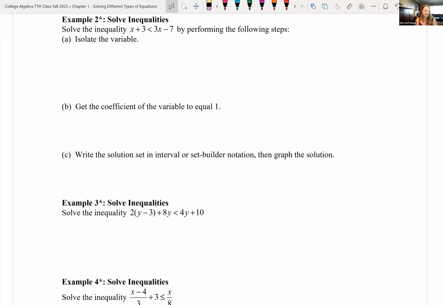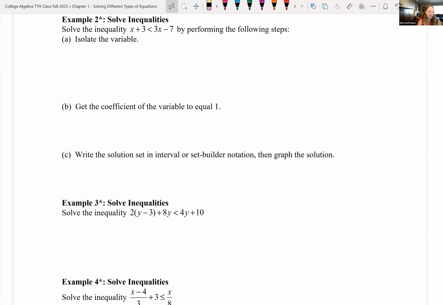So looking at the following, we have the inequality that x plus 3 is less than 3x minus 7. By performing the following steps. Part A, when you're solving an inequality, you're going to solve it just like you were solving with an equal sign if it's linear. You're going to get all the variables to one side of the equation, and you're going to get all the constants, the terms without the variable, to the other side of the equation.